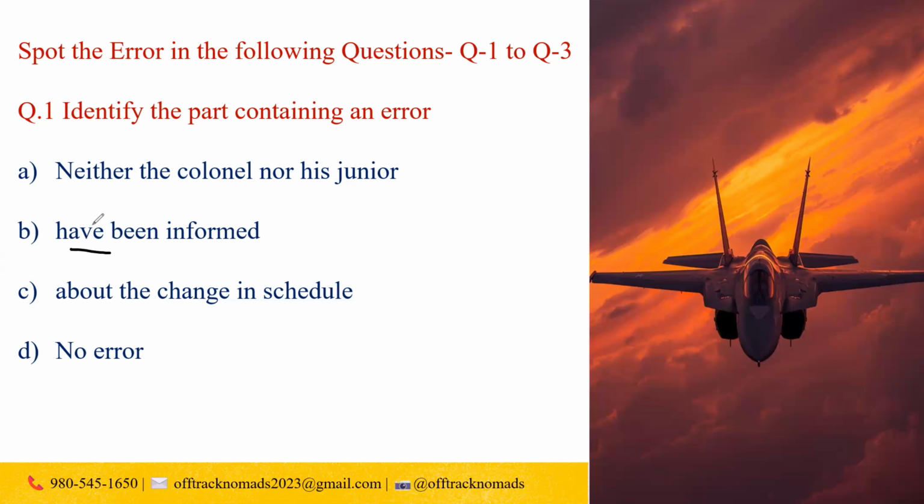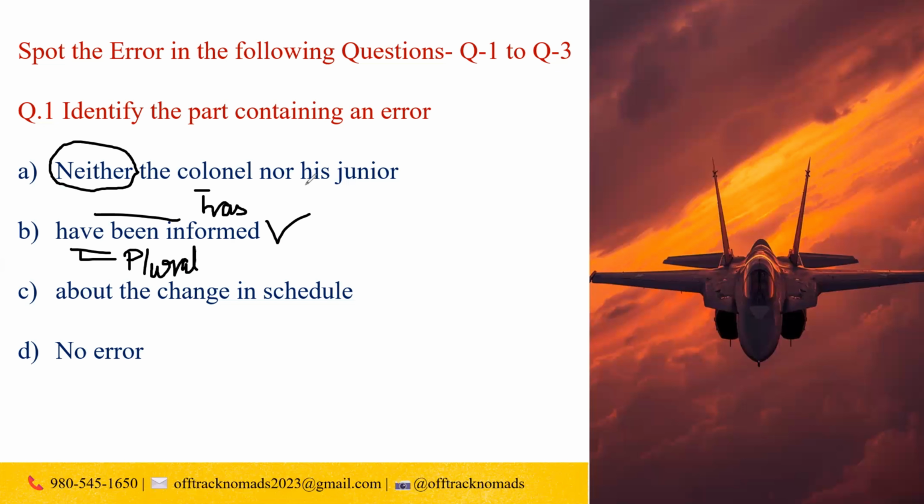I have told you in my error spotting videos that you should check the relationship between subject and verb. Here "have" is an auxiliary verb, which generally represents plural, so it should be in accordance with a plural subject. What is the subject here? Colonel or junior? No. Neither is the subject here. So neither is a singular subject. Right. So what should be the answer? "Has." So the error lies here.